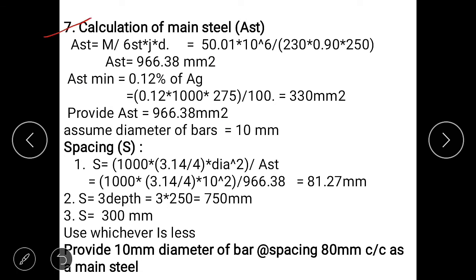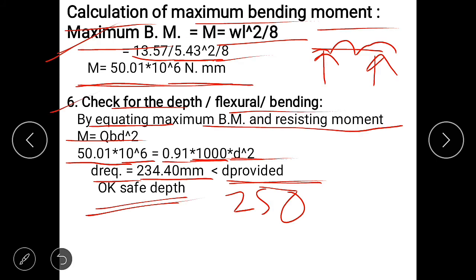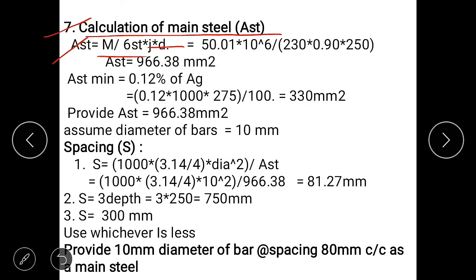Now we have to find here calculation of main steel. For staircase, how much steel is required and the spacing between steel. To calculate AST, the formula is AST is M divided by sigma ST into J into D. M here we already calculated, the maximum bending moment 50.01 into 10 to the power 6, divided by sigma ST, the permissible stress in steel, is 230, J means lever arm factor is 0.90 and D depth is 250. So AST is 966.38 mm square.